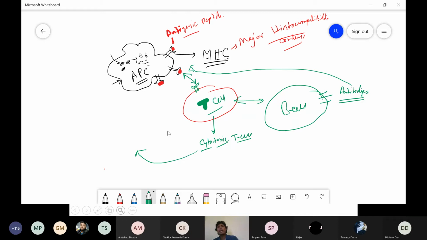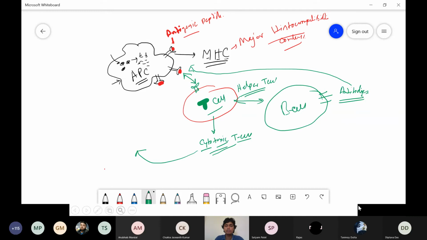Now you can ask me why T cells are doing these two different jobs. Because we have two different types of T cell. One is called helper T cell. When helper T cells see antigen, they help B cell to make antibody. And the other T cell is called cytotoxic T cell. That T cell itself kills the infected cell. That way, finally, the adaptive immune system helps to clear the infection.